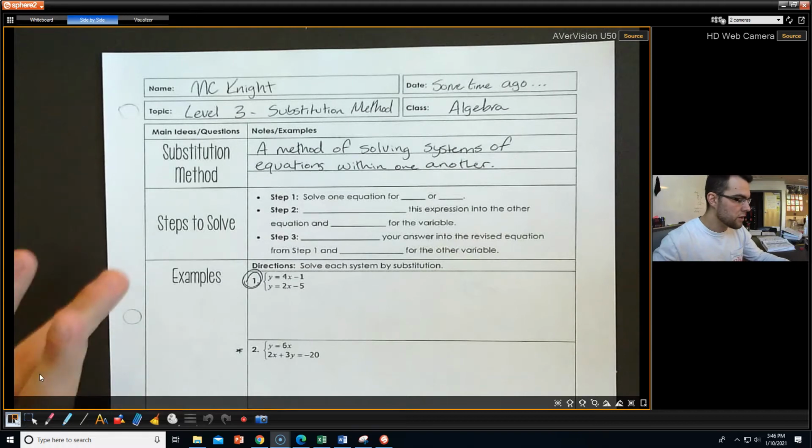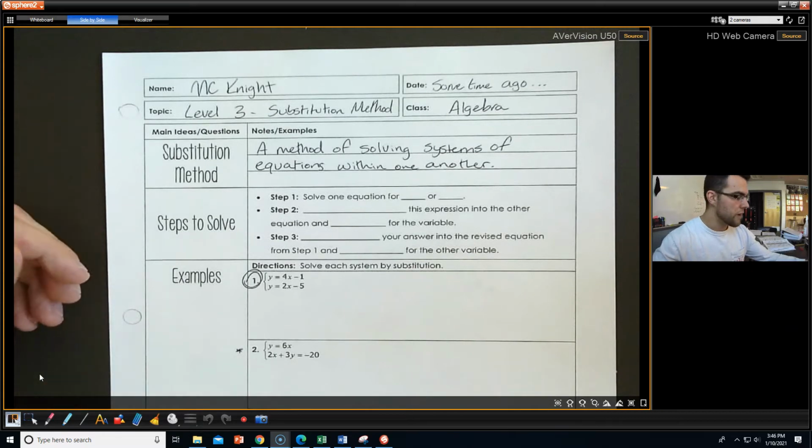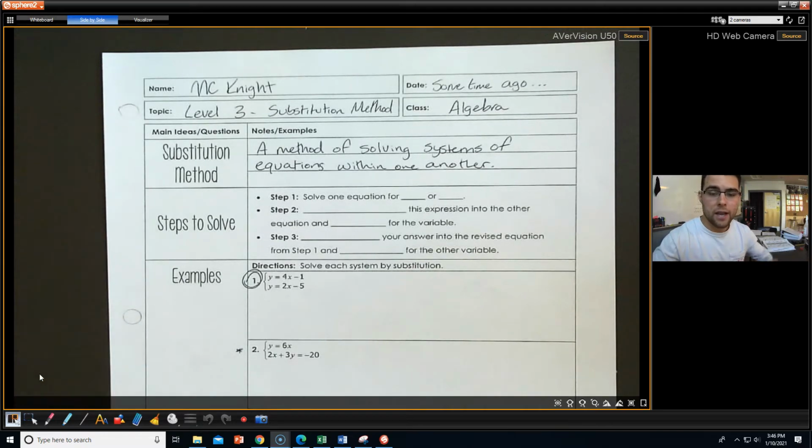So if you have these notes printed out, that's awesome. Follow along. If you do not have a printer at home, not a big deal. Just go ahead and follow along in your notebook, and we're going to get a lot of practice down, okay?